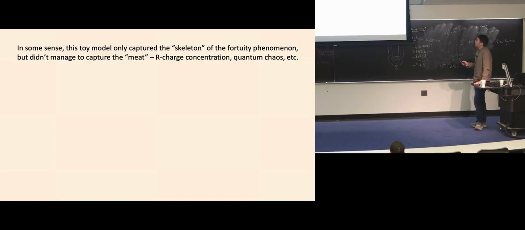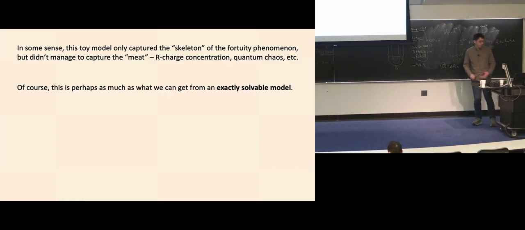And this model, obviously, as I have shown, is not chaotic. So all the states are not chaotic, not just the BPS states. Even for the non-BPS states, they are not chaotic. So it does not capture this more interesting physics that we like to study. Perhaps this is as much as we can hope for, of course, from an exactly solvable model. Right? We probably won't be able to solve it if it's chaotic.